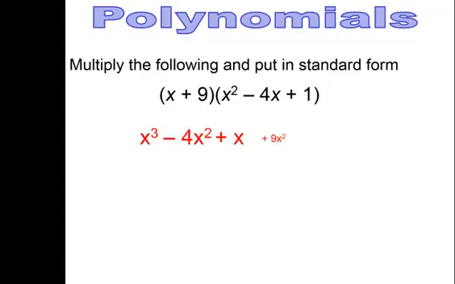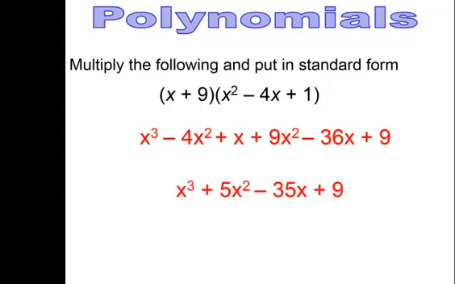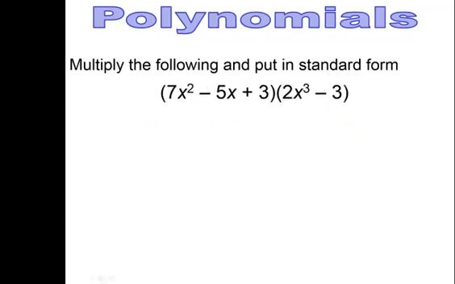You should have gotten x to the third minus 4x squared plus x, and then 9x squared minus 36x plus 9. Once you've done the multiplication, make sure you combine the like terms here. Minus 4x squared plus 9x squared will give you 5x squared, and then x, which really has a coefficient of 1, minus 36x is going to be minus 35x.